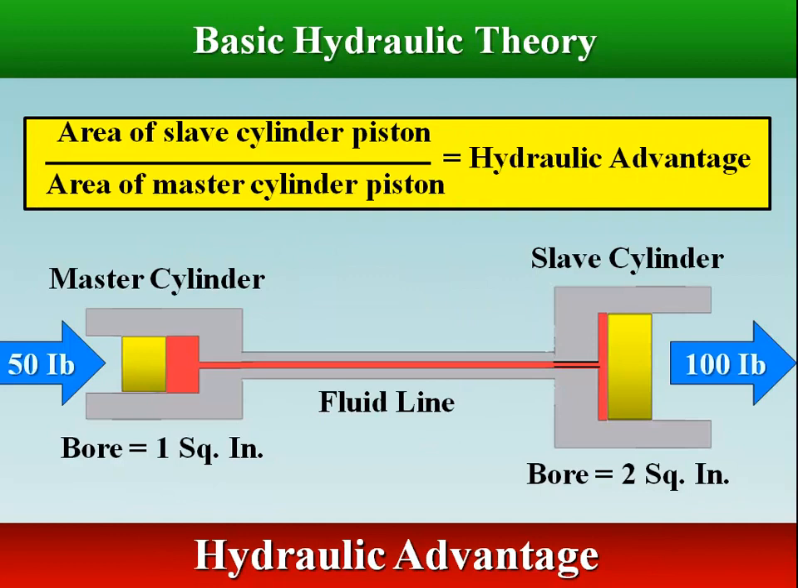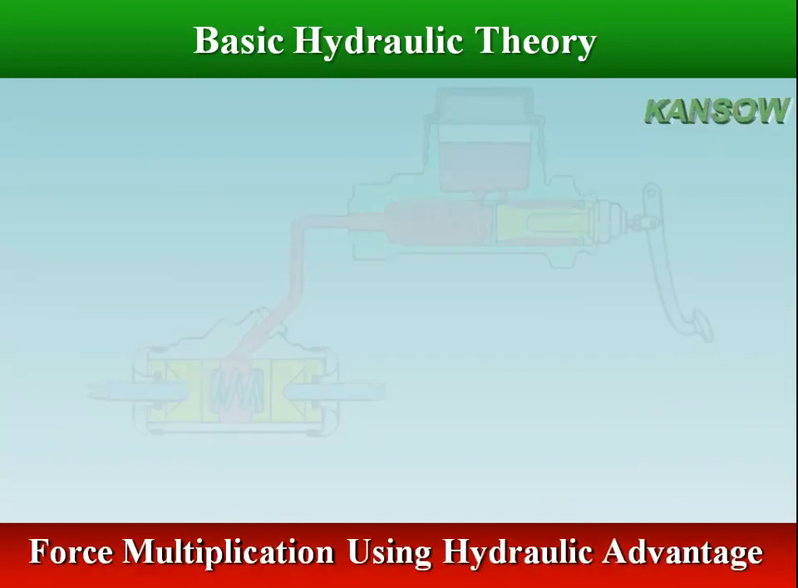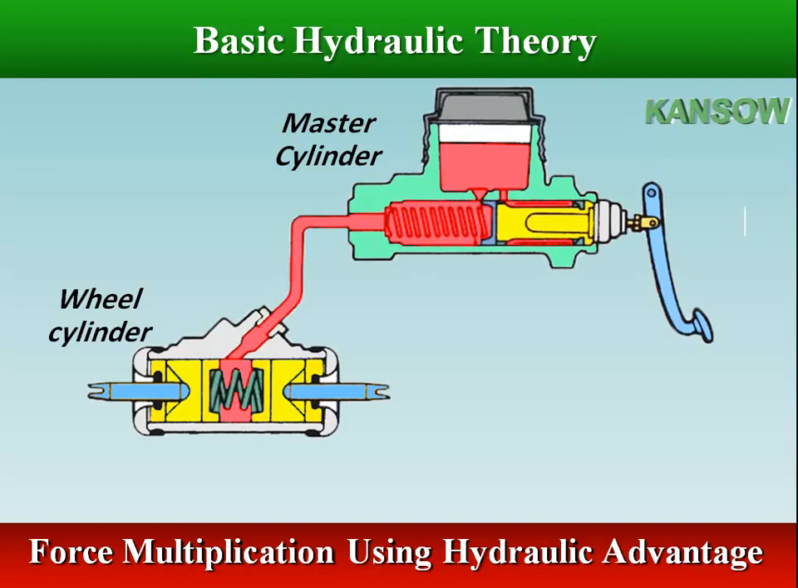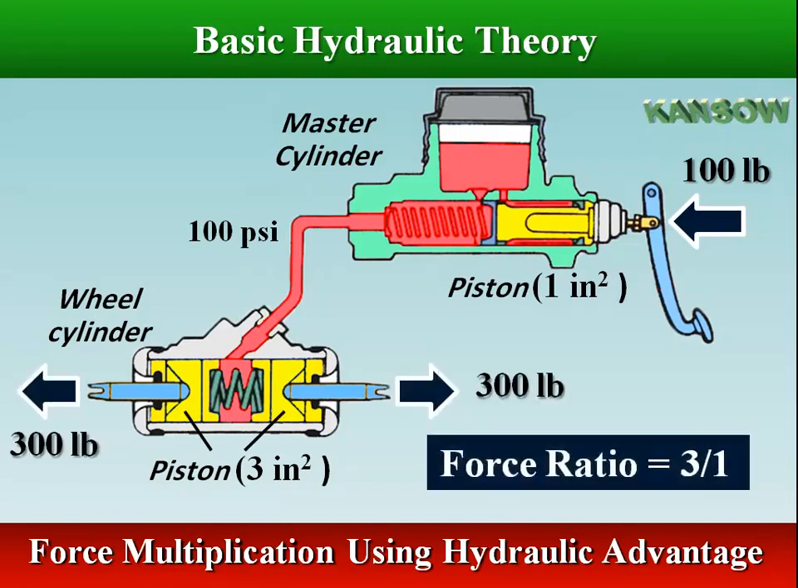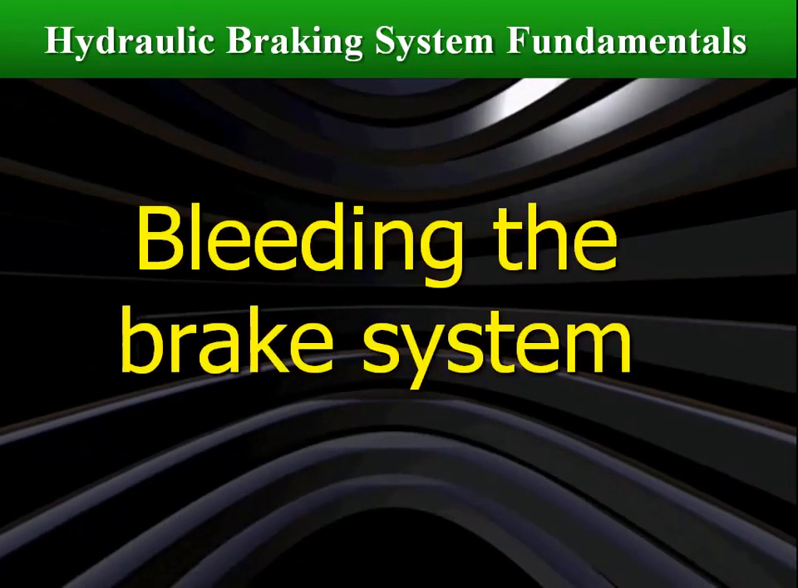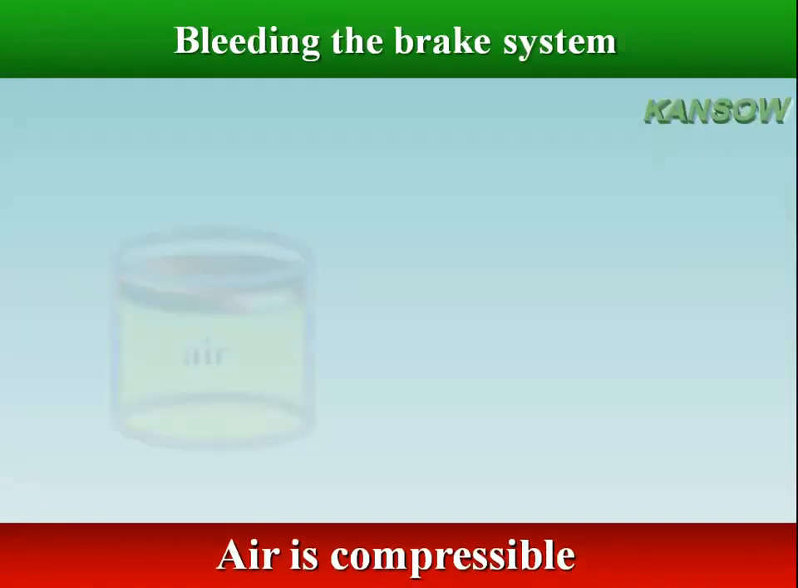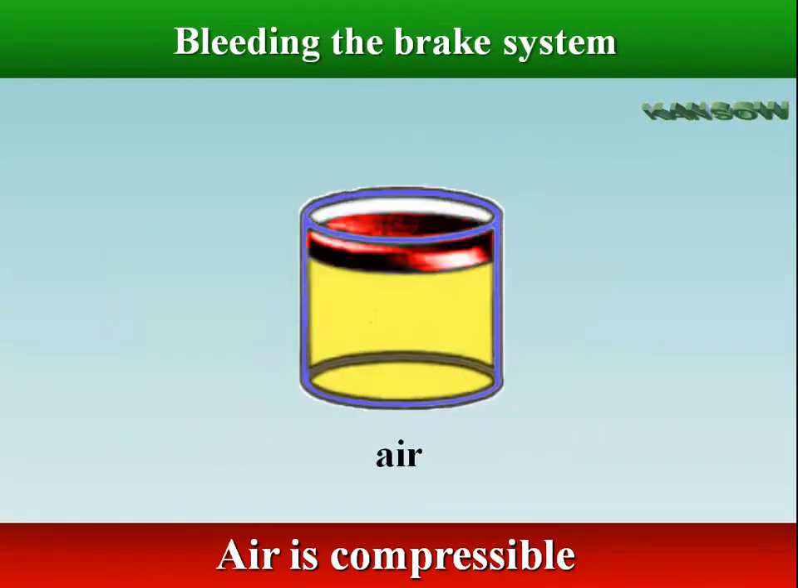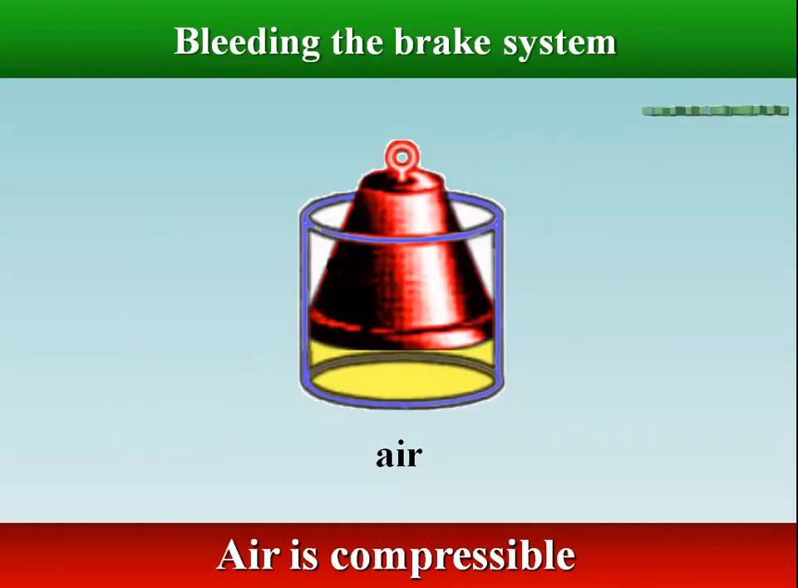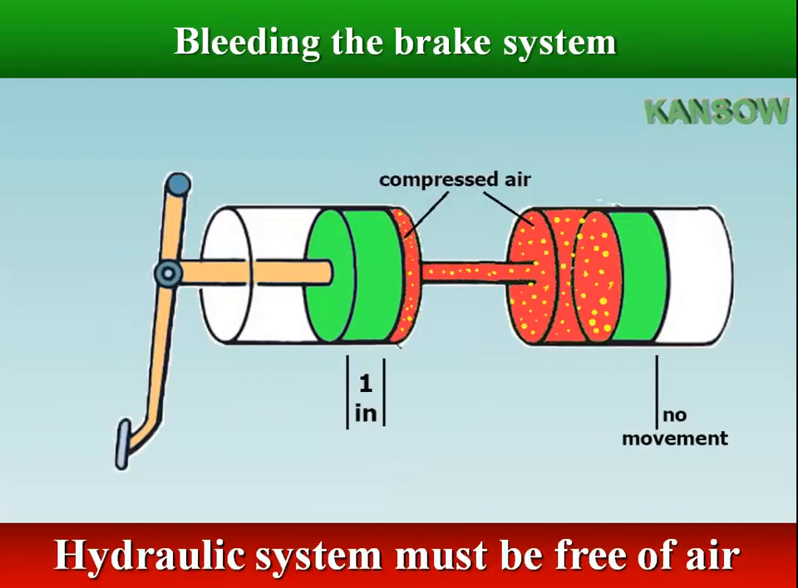The ratio of the area of the slave cylinder bore divided by the area of the master cylinder bore determines the hydraulic advantage. Gases are compressible. Pressure applied to air changes its volume and some pressure is lost. A hydraulic system must be free of air to operate properly.